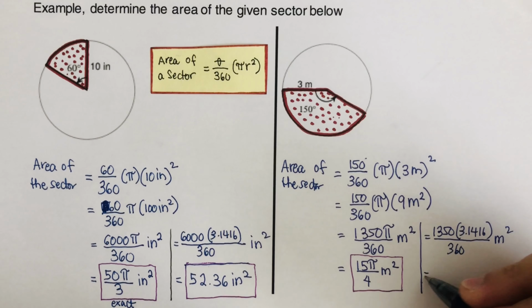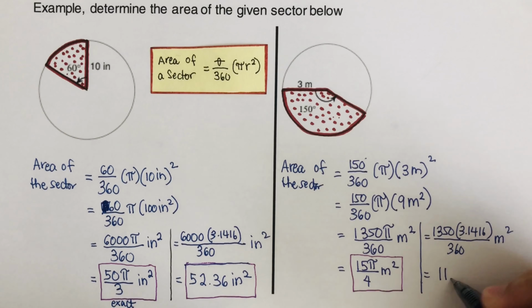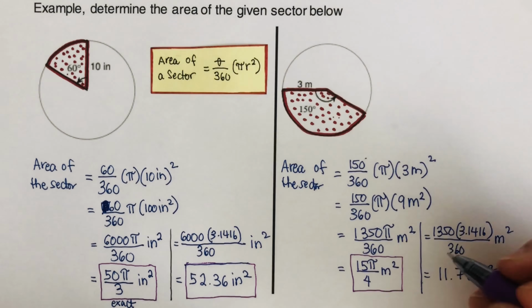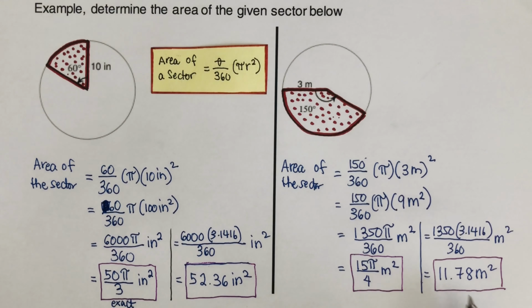If we do the math on this and round our answer off to two decimal places, that would be 11.78 meters squared. So these answers are just the same. This is the exact and this is the decimal version. Did you get the same answers as this?